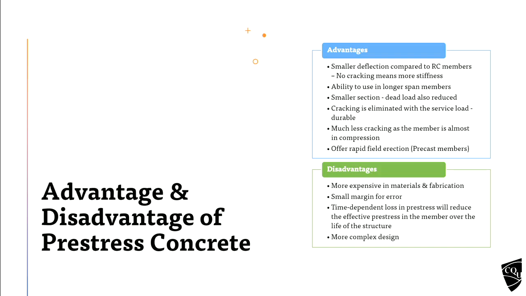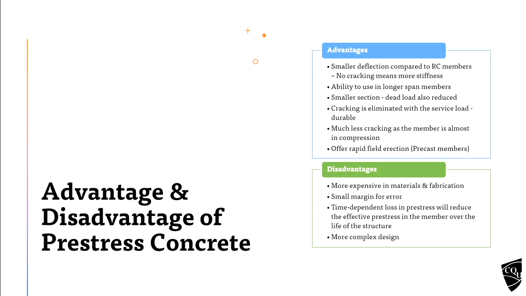And also the error margin is small. For example, if you need an RC beam, you will calculate the Ast, the area of reinforcement. Let's say you need 100 millimeter square, so you can put 120 or 150. You can put some tolerance, because even if it's a little bit less, the design will have some tolerance, 5% tolerance is allowed. But in pre-stress, the error margin is very small.